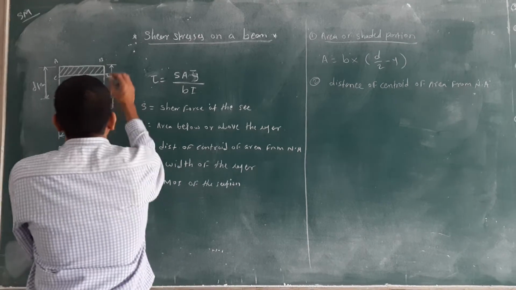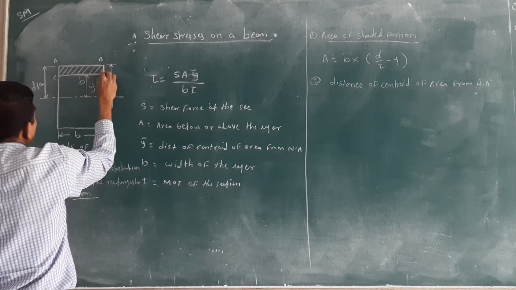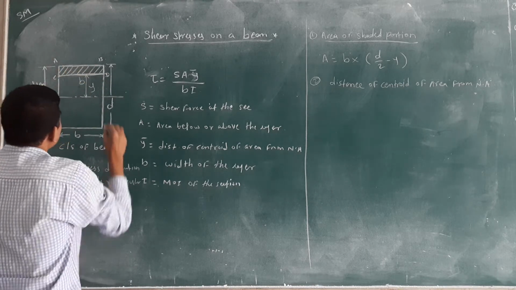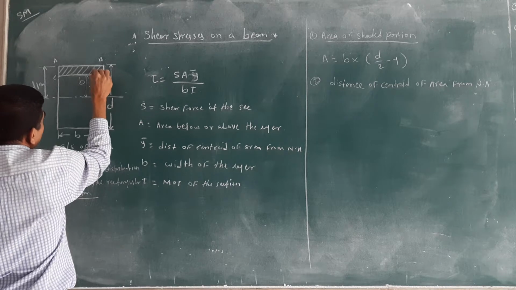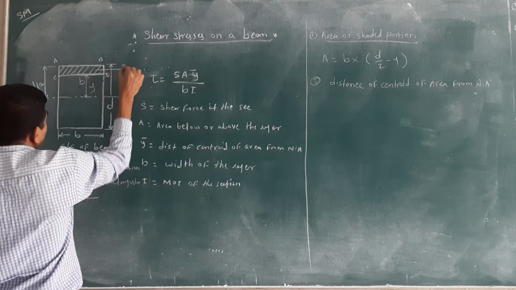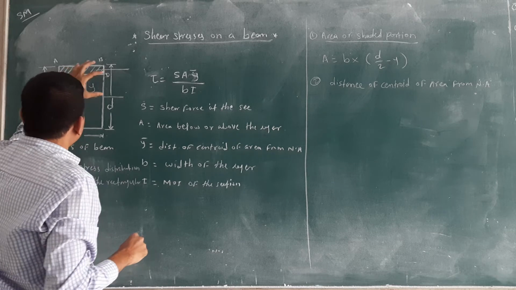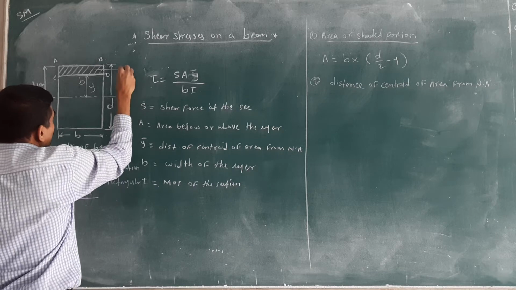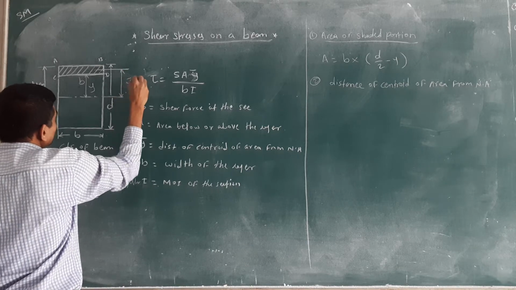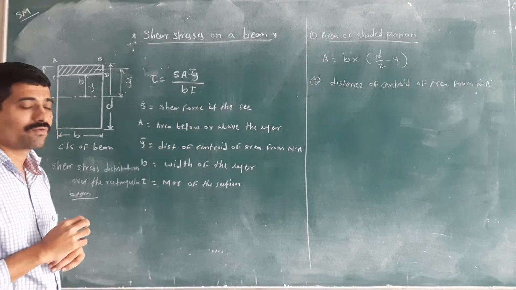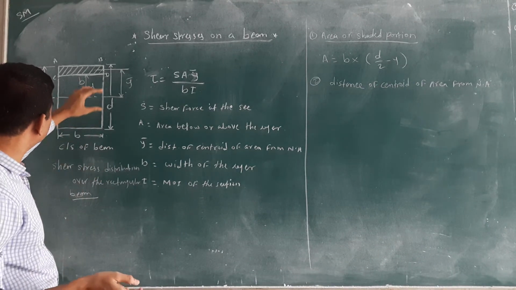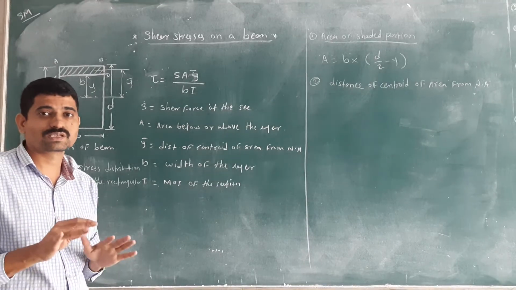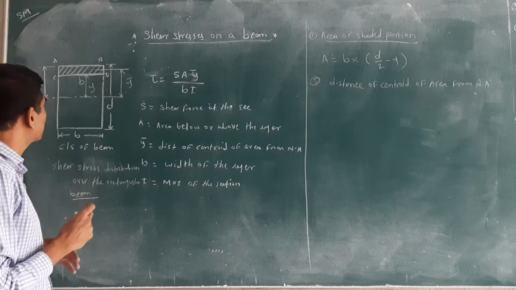What is the centroid of this area? Again, here is the rectangular section. Where will we get the centroid of that shaded portion? Half distance, right? Means here. And this distance from the neutral axis. Where is the neutral axis? Here, at the center. This distance is y bar. Yes, all of you clear? What is the y bar? Y bar is nothing but the distance of centroid of area from the neutral axis. Very simple. This distance we want to calculate.